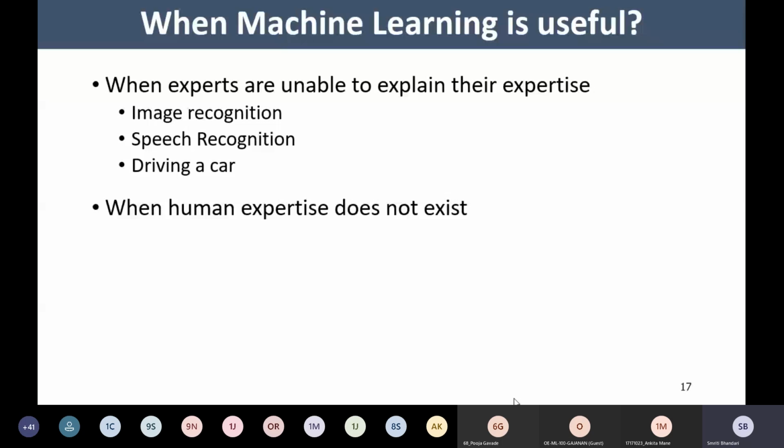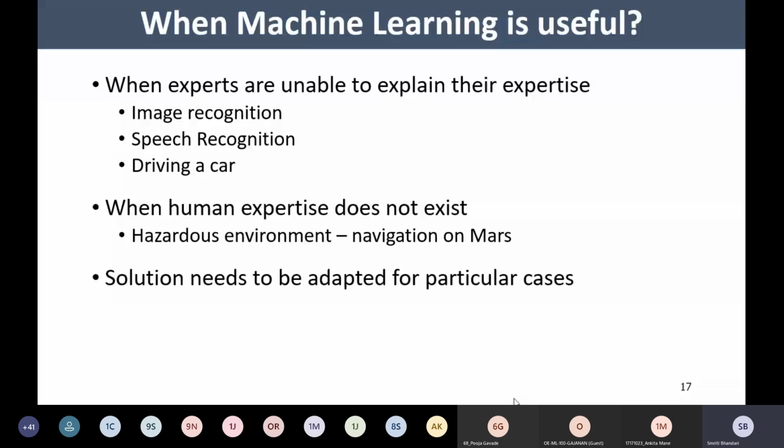In other situations, whenever human expertise does not exist, for example in a hazardous environment, say navigation on Mars, it may not be possible to have human expertise in such environments. So once again, to solve problems of such nature, we should think of machine learning.